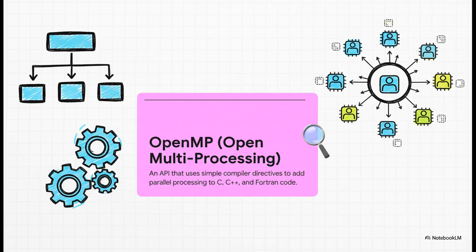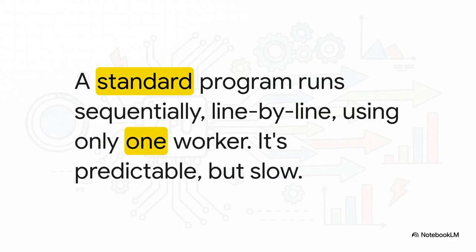It's an API, which is just a fancy way of saying it's a toolkit that lets our code talk to the computer hardware. And man, it knows exactly how to take a big job, break it up, and assign all those pieces to our waiting workers, all with just a few simple instructions. See, without OpenMP, a program is just a long to-do list for that one single worker. It's all sequential, line by line, one step at a time. It works, it's predictable, but it's slow.